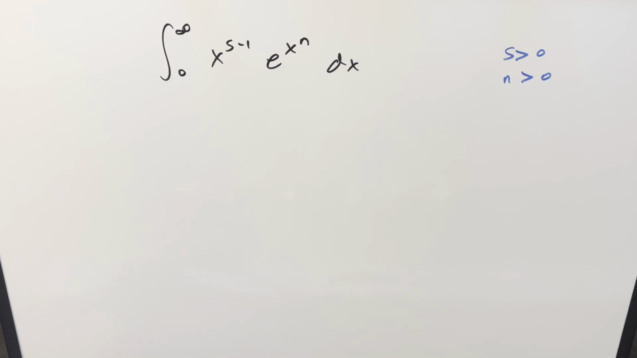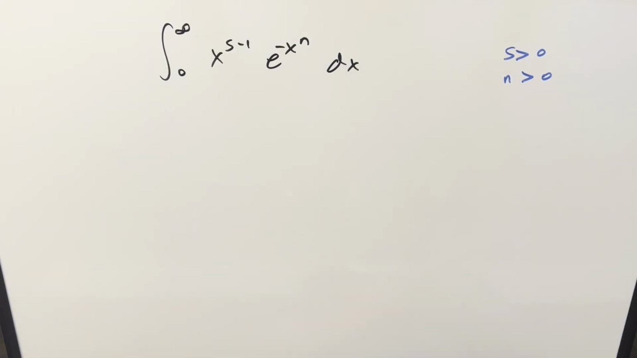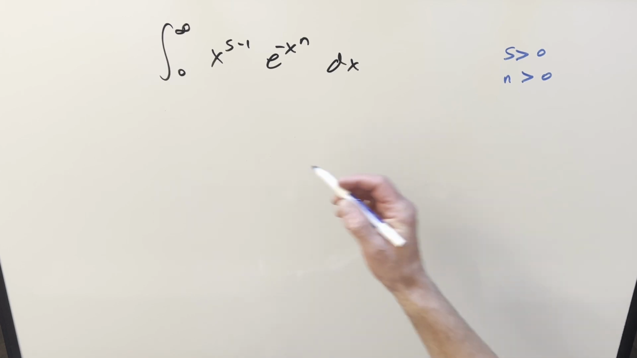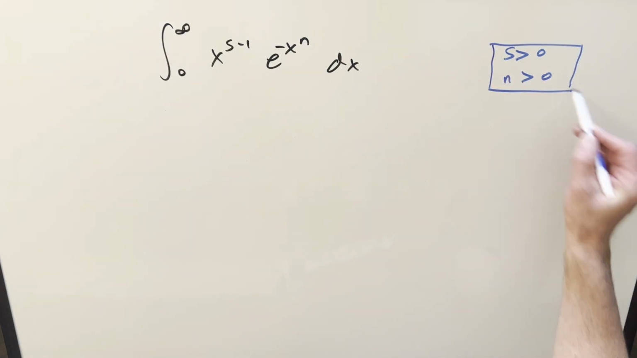Okay, we have here an integral on the board. We've got the integral from 0 to infinity of x^(s-1) e^(-x^n) dx, with the minus sign next to the x^n. And we have two conditions for our s and n: we want both s and n to be greater than 0.